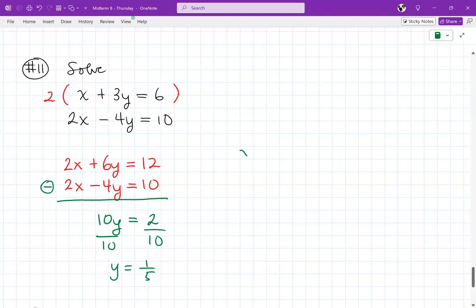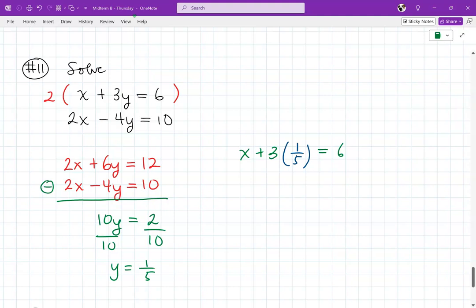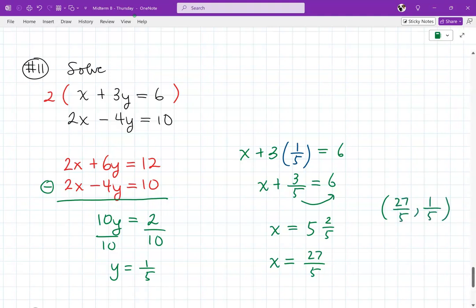Okay, so x plus 3 times y. My y is 1/5, equal to 6. And I know there's fractions, but again, you guys can use calculators, so don't freak out. It's not a big deal. x plus 3/5 is equal to 6. I'll move the 3/5 over by subtracting it. So x is equal to 5 2/5, or you can write it as 27 over 5. So my answer will be 27 over 5, comma, 1/5.